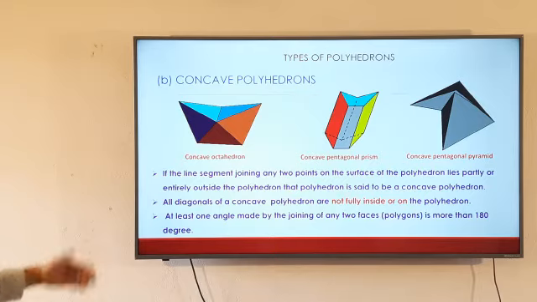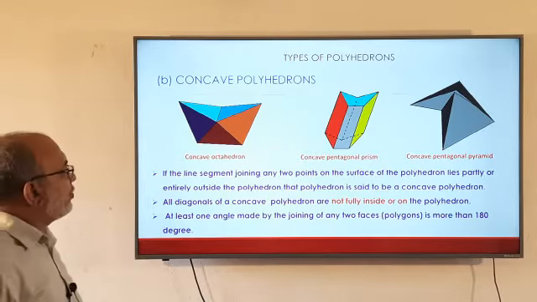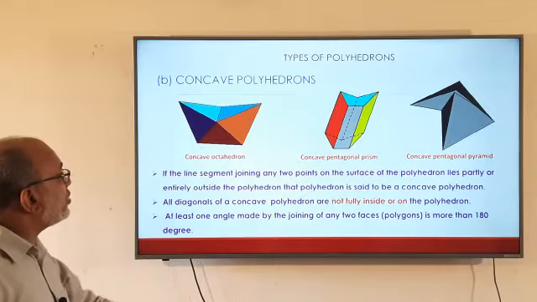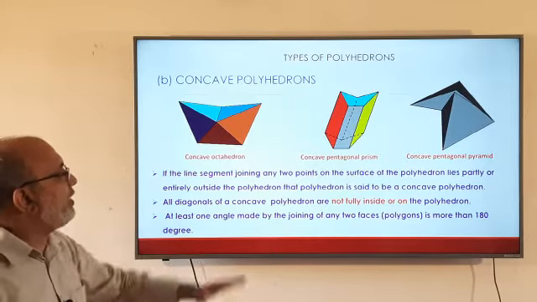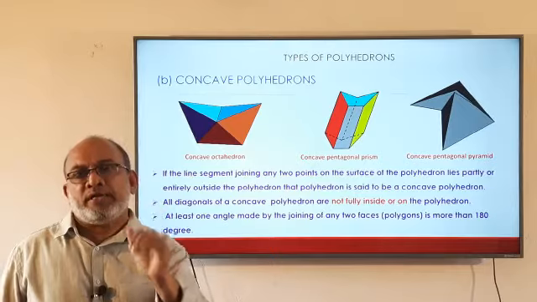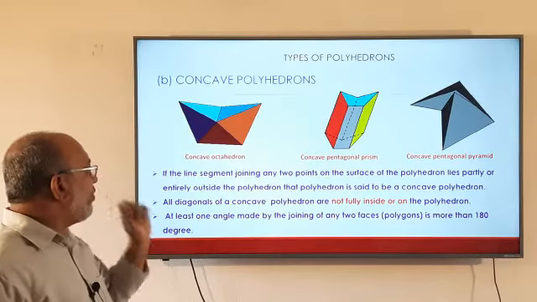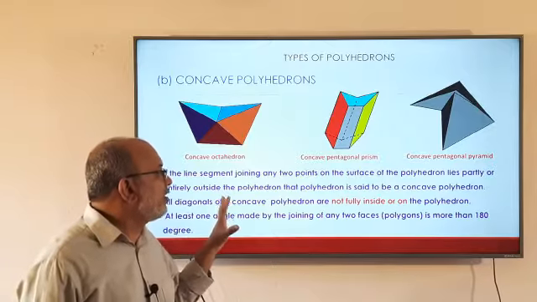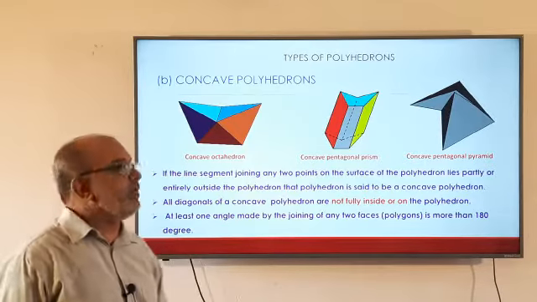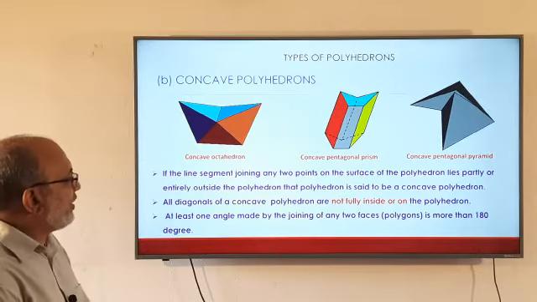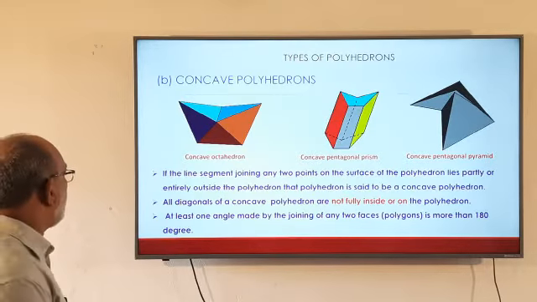So if the line segment joining any two points on the surface of the polyhedron lies partly or entirely outside the polyhedron, that polyhedron is said to be a concave polyhedron. Next, all diagonals of a concave polyhedron are not fully inside or on the polyhedron. Next, at least one angle made by the joining of any two face polygons is more than 180 degrees.